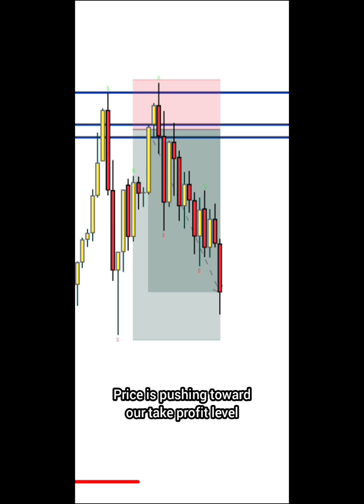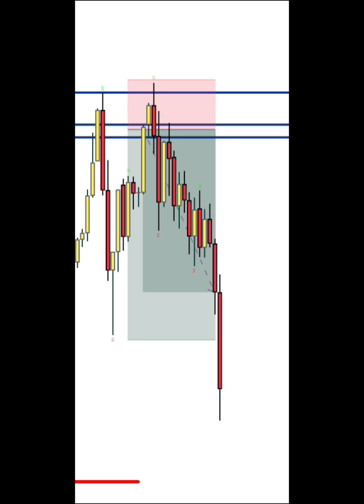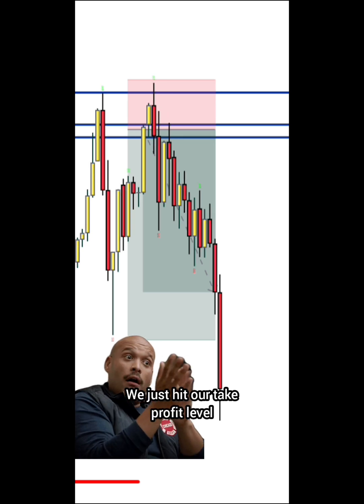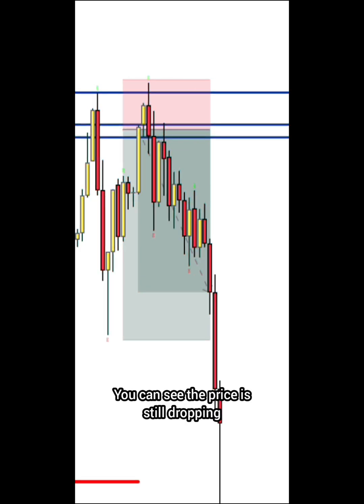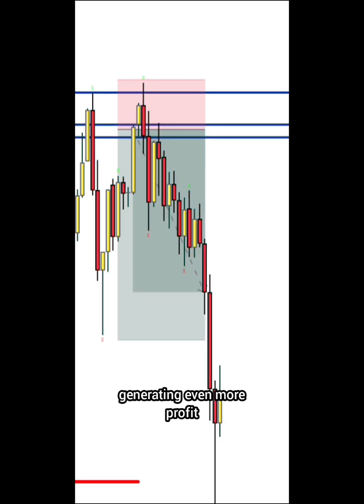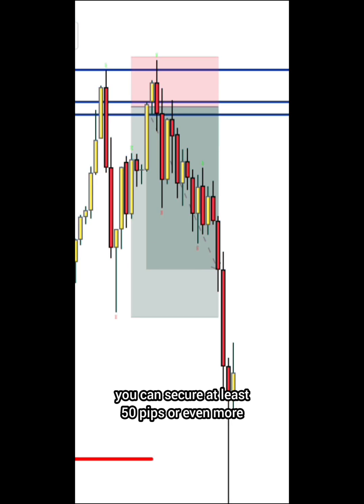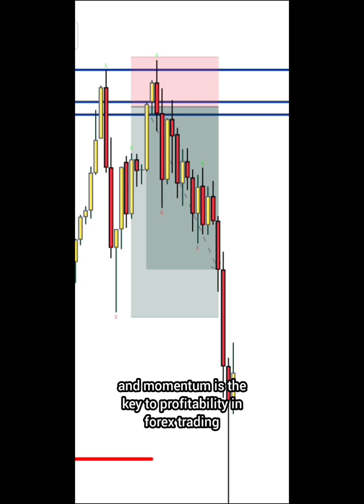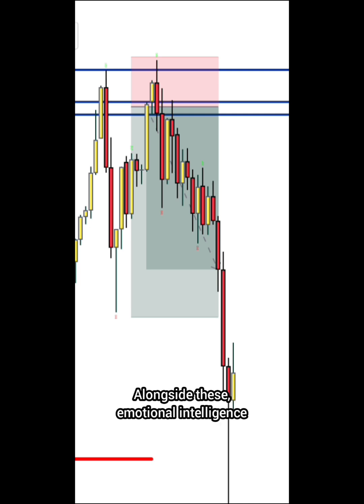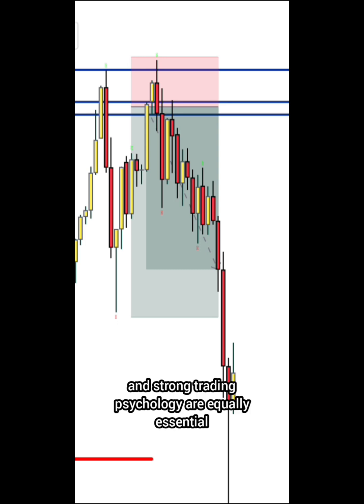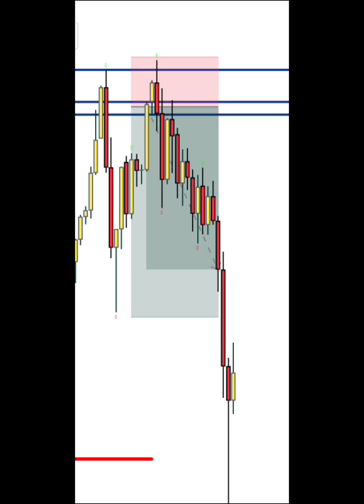Price is pushing toward our take profit level, we're getting closer. And bam! We just hit our take profit level. You can see the price is still dropping, generating even more profit. With this strategy, you can secure at least 50 pips or even more. Mastering candlestick patterns, support and resistance, and momentum is the key to profitability in Forex trading. Alongside these, emotional intelligence and strong trading psychology are equally essential. This is all you need. Now, let me give you another example to help you better understand.